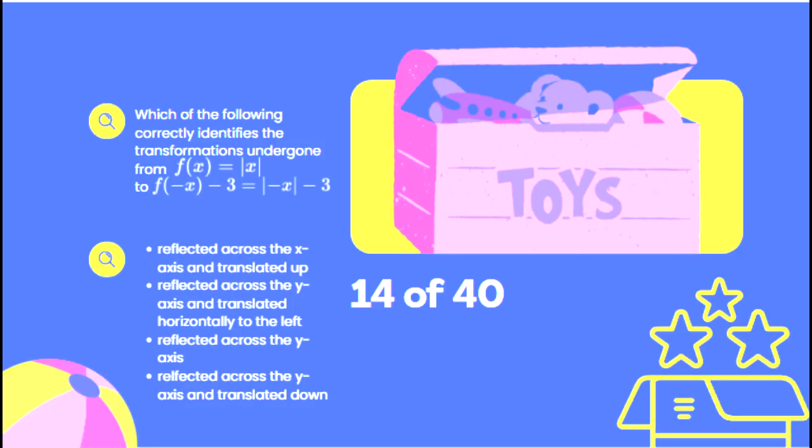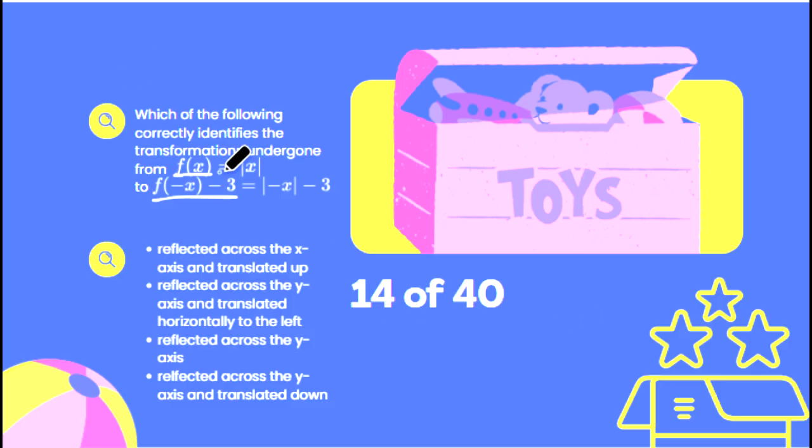Here's number 14. Which of the following correctly identifies the transformations undergone from f of x equals the absolute value of x to, this is how it should look, we should have all of this information, f of negative x minus 3 equals the absolute value of negative x minus 3. So we're focusing here. How did f of x get to this negative x minus 3?